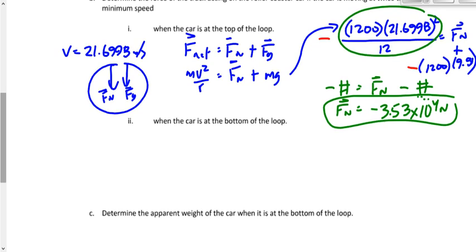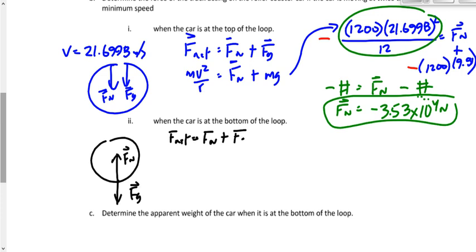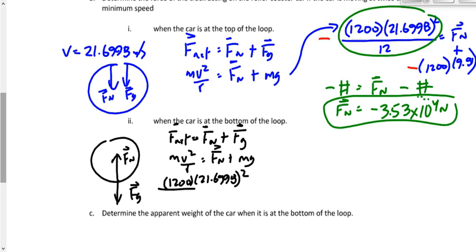Now, not a lot changes when we're at the bottom of the loop. Just the direction of our forces here. Once again, F net is equal to Fn plus Fg. mv squared over r is equal to Fn plus mg. We're going to say 1,200 again times 21.6998 squared again, divided by 12 again. 1,200 times 9.81 for the force of gravity again.